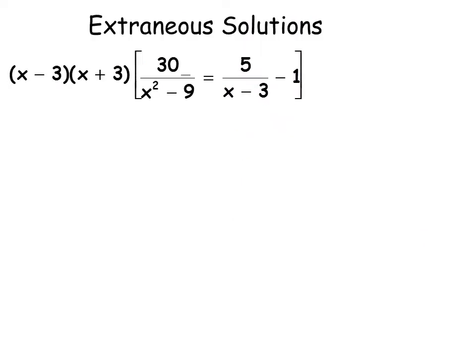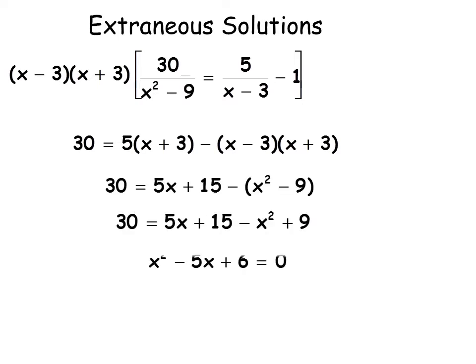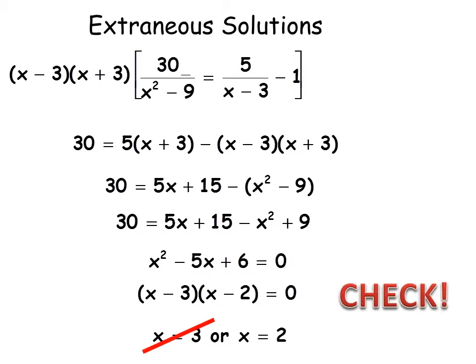All right, here you would multiply through by a common denominator, which would be x minus 3 times x plus 3. You'll need to distribute and combine all your like terms. You'll have a quadratic equation that you will solve by factoring. And you'll have two answers, x equals 3 or x equals 2. But when you check your answer, when you plug in 3, it's going to make your denominator 0. So 3 is not a viable answer. It's an extraneous solution, so you'll just cross it out and keep x equals 2.